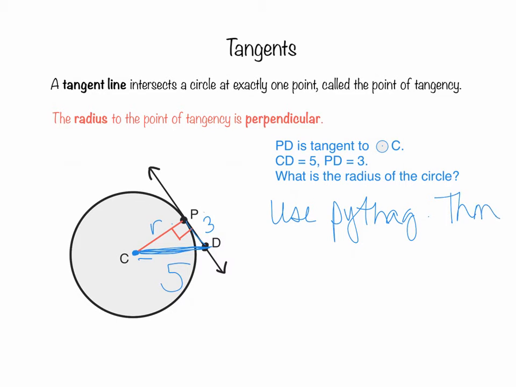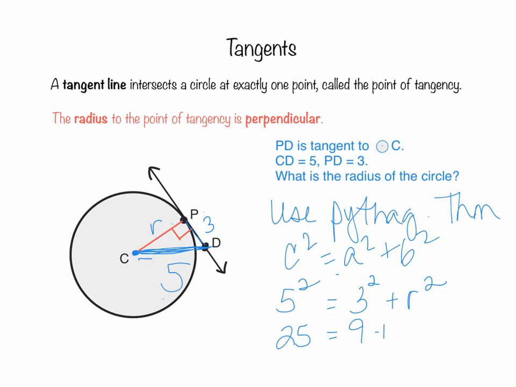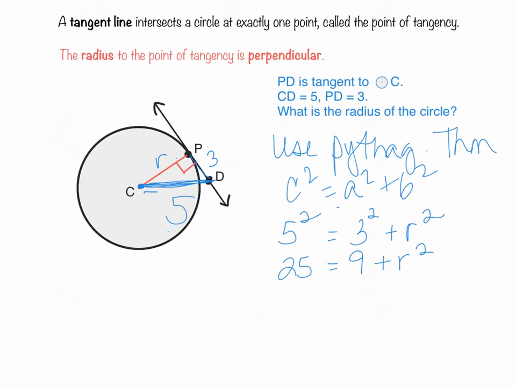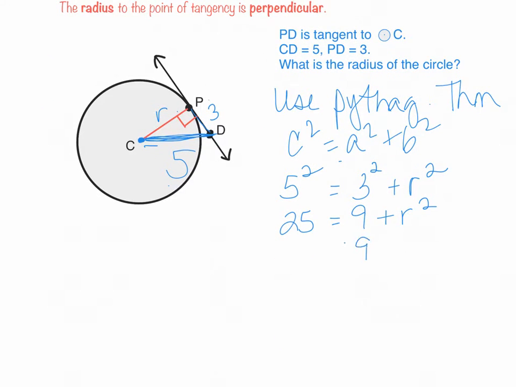All right, so the Pythagorean Theorem says c squared equals a squared plus b squared. The square of the hypotenuse is equal to the sum of the squares of the legs. And our hypotenuse is always opposite the right angle, so that's going to be the 5. So 5 squared is equal to a squared. I'm just going to make the 3 the a and the r the b. All right, so 5 squared is 25, equals 9 plus r squared. And then I'm going to subtract 9 from both sides, and I get 16 equals r squared.